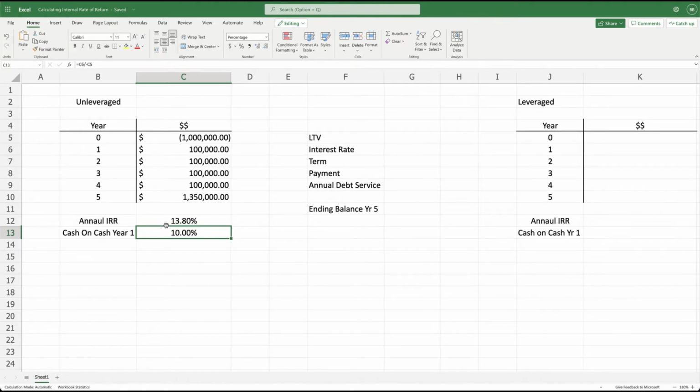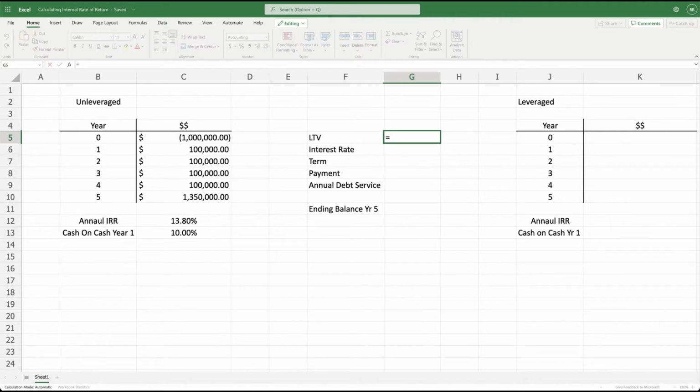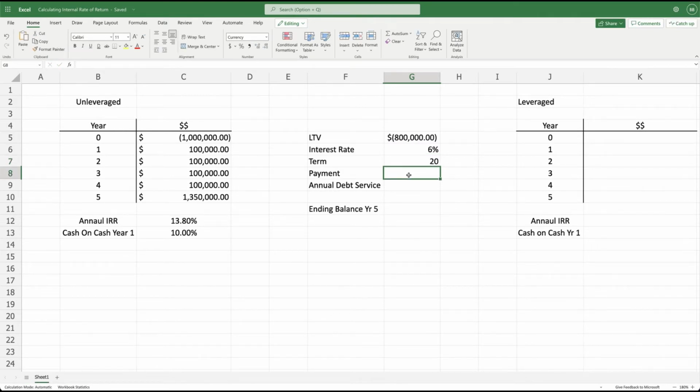Now this is an unleveraged example. Let's say we have financing in the deal, and so in this case we're going to leverage it at 0.8, so 80% loan to value, so 0.8 times the loan amount. That's going to give us a negative $800,000. Say the interest rate is 6%, and let's say the term is 20 years, pretty standard terms as of today.